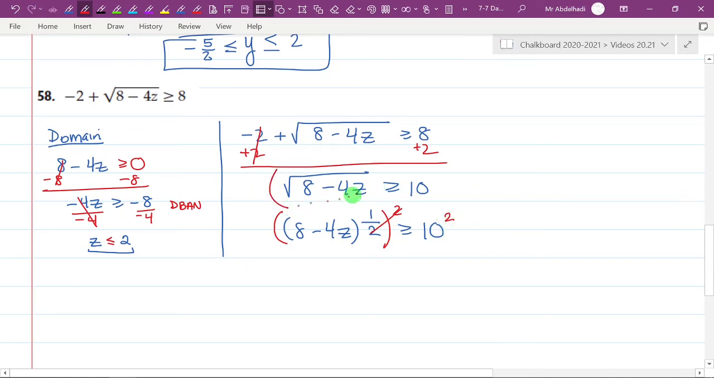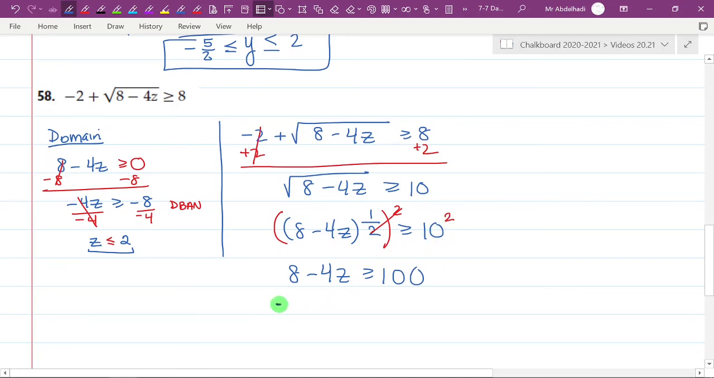Now, could I have just squared both sides up here? Yeah, you can do that. I'm just showing you all of the steps here. If you get comfortable enough, I wouldn't advise you to skip other kinds of roots, but square roots are simple enough that you're just squaring both sides. Okay, so what do we get? Well, we have 8 minus 4z on this side now. That's all that's left. And this side is greater than or equal to 100, because 10 squared is 100.